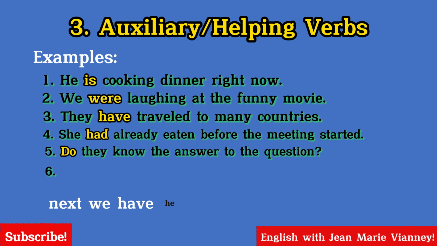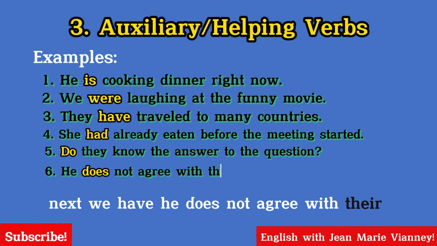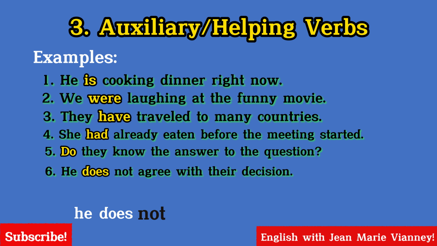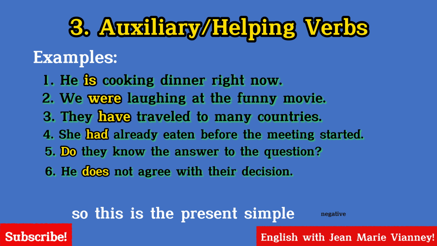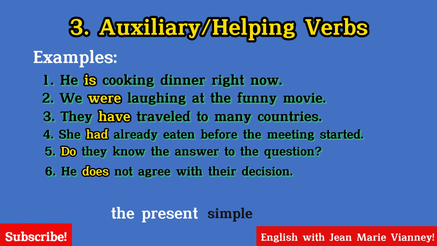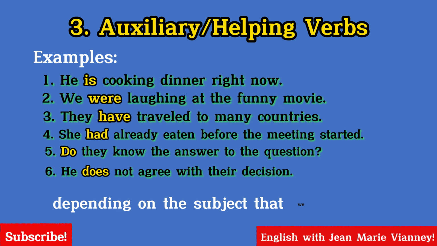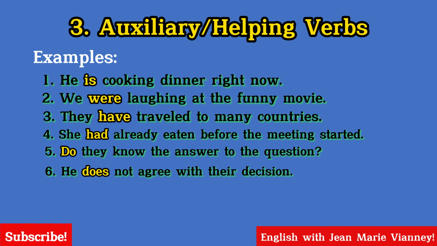Next, we have he does not agree with their decision. So this is the present simple negative, where we use does not or doesn't, or do not or don't, depending on the subject that we have in our sentence.